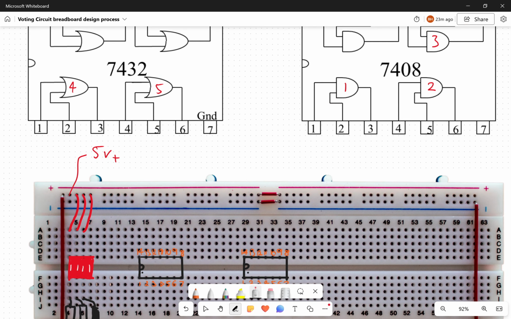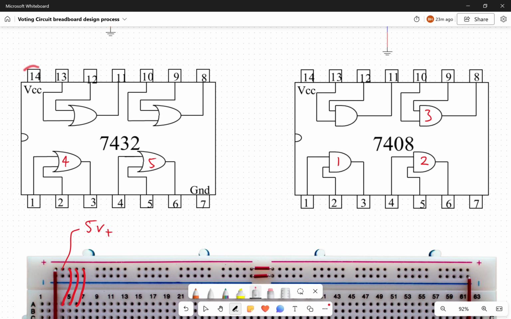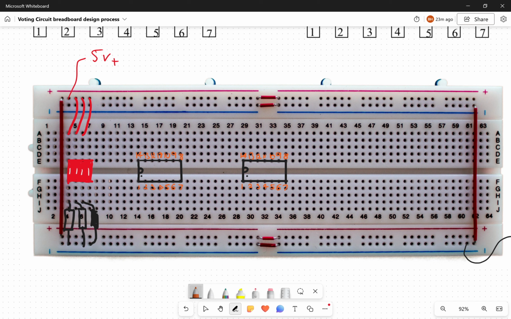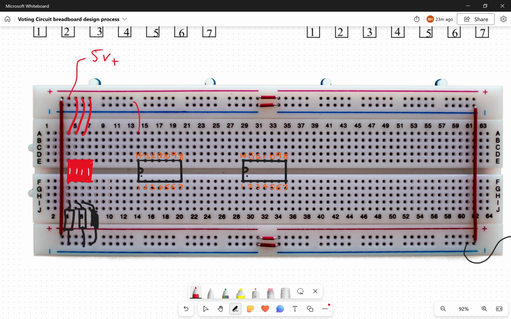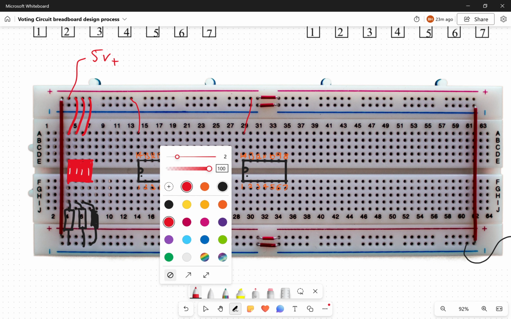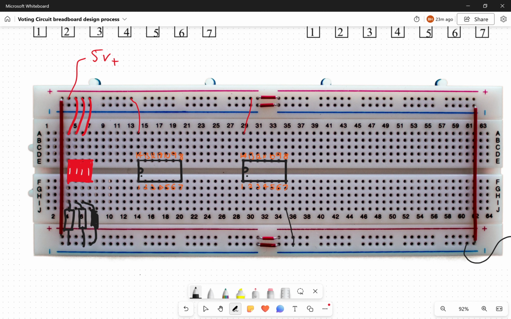Now what we also need to do is make sure we have VCC and ground connected for both of these chips, otherwise it doesn't matter how neat and nice your wiring is, it simply won't work because they've got no power going to them. So straight up to 5 volts for pin 14, and then down to ground from pin 7, which is the bottom of here. So pin 7 ground, pin 14 power.